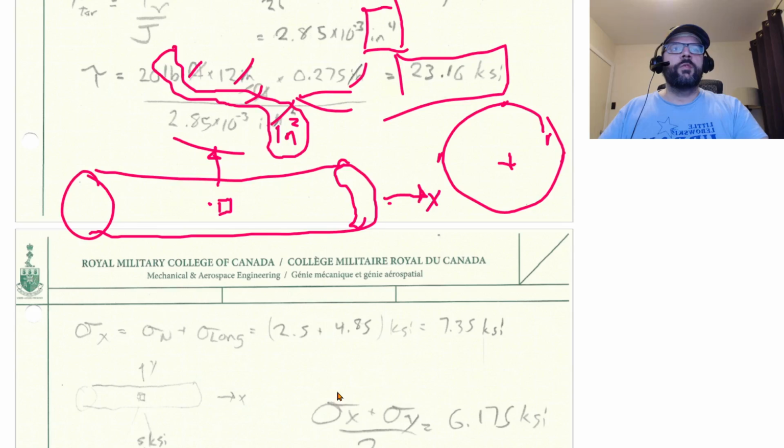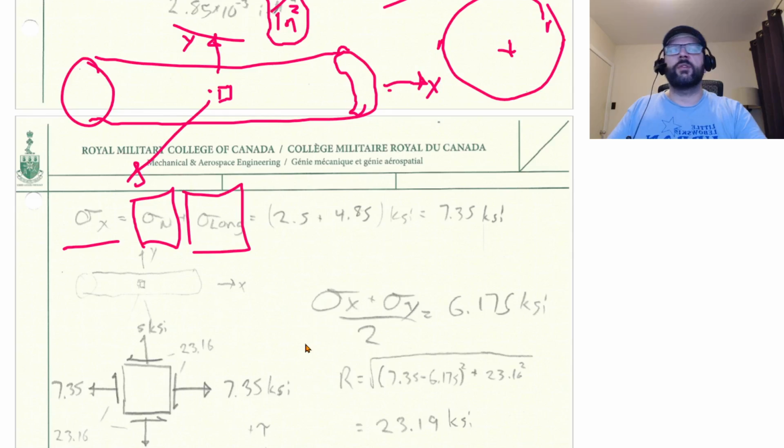So the directionality of the stresses that we did calculate, we know that the axial will be in the X direction, as will the longitudinal stress from the pressure. So those two things add together. They're both positive. So 2.5 plus 4.85 ksi gives us 7.35 ksi. And then we've got the stresses in the Y direction. So again, the only one of those loads that causes stress in the Y direction is going to be the hoop stress. So that'll be 5 ksi.